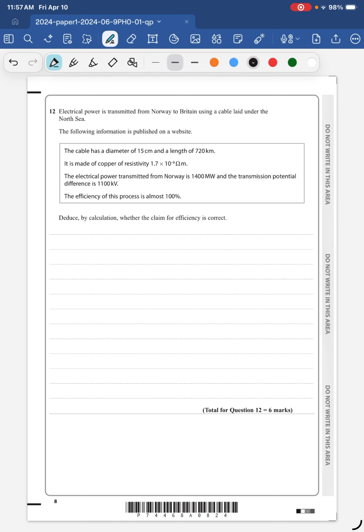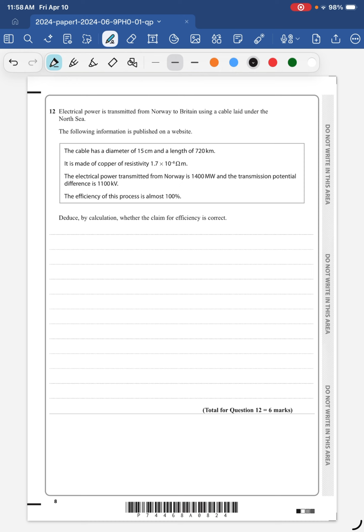The following information is published on a website. The cable has a diameter of 15 centimeters and a length of 720 kilometers. It is made of copper of resistivity 1.5 times 10 to the negative 8 ohms times meters. The electrical power transmitted from Norway is 1400 megawatts, and the transmission potential difference is 1100 kilovolts. The efficiency of this process is almost 100%. Deduce by calculation whether the claim for efficiency is correct.